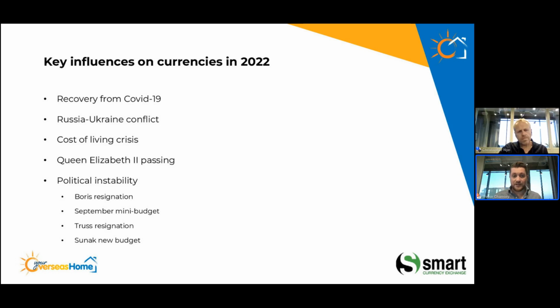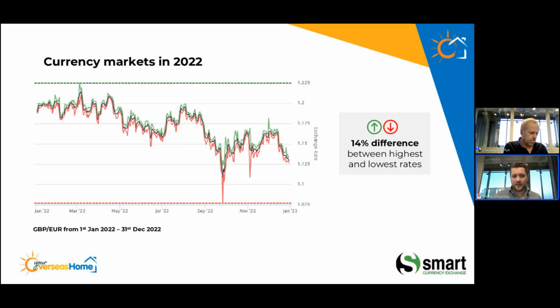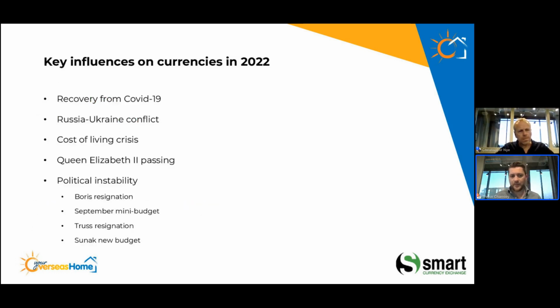Subsequently, the cost of living crisis, not just based on energy, but everything else. There's been a particular lack of appetite in terms of sterling in certain facets. Queen Elizabeth II's passing had a huge impact as well. And then predominantly the political instability. If I just flick back and highlight that end of September dip, that was all down to the political instability of that period.